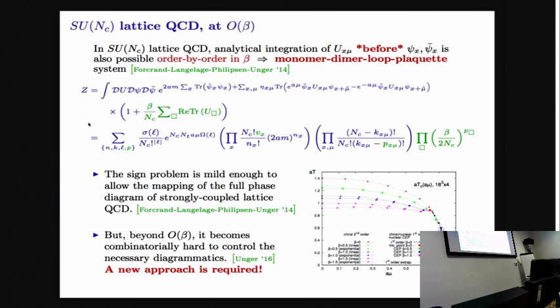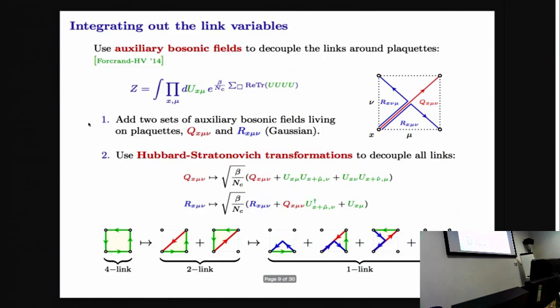Of course, if you want to go beyond, to powers of beta squared, beta cubed, and so on, then this becomes increasingly hard, and so probably a new approach is required. And this is what we've been searching for. We want to integrate out these link variables in the partition function exactly, for any value of beta and without approximation. But there must be a trade-off.